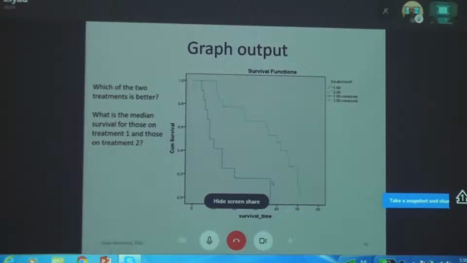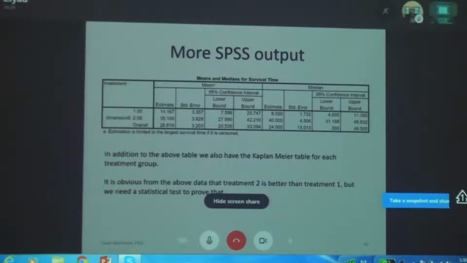So SPSS will actually produce this for you, and you can see here that the estimate for treatment 1 is about 8 weeks, treatment 2 is 20 weeks, the overall is about 14, and you can get the confidence intervals. Now the question that remains is, is that observed difference statistically significant or not? And that's actually what the Kaplan-Meier does.